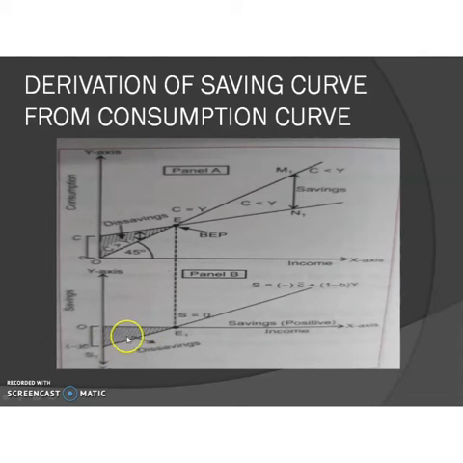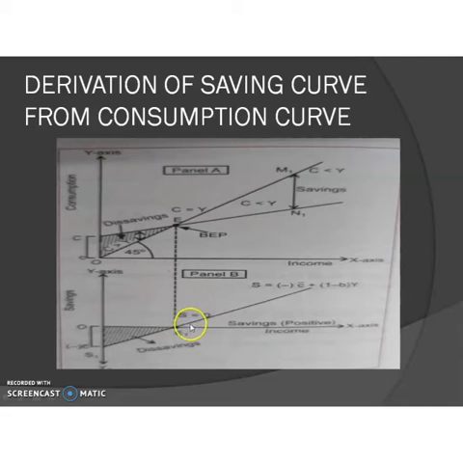That is dissaving. This portion is dissaving. Whereas at any point to the right of E, this portion, here C, consumption, is less than income, leading to the positive value of saving. Here is the positive value of saving because consumption is less than income.